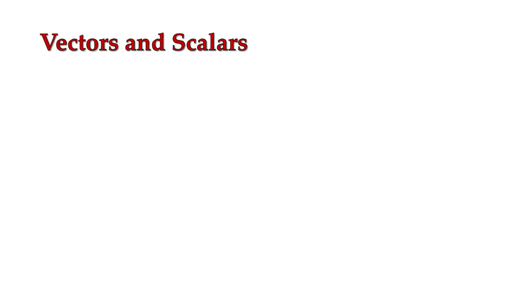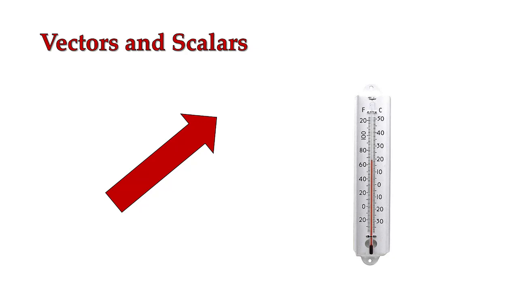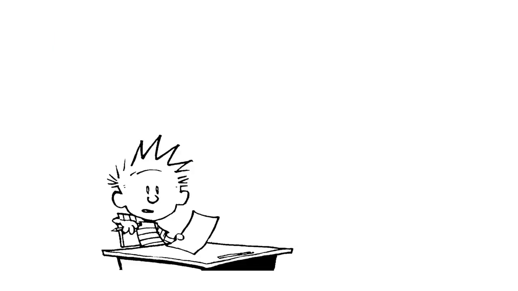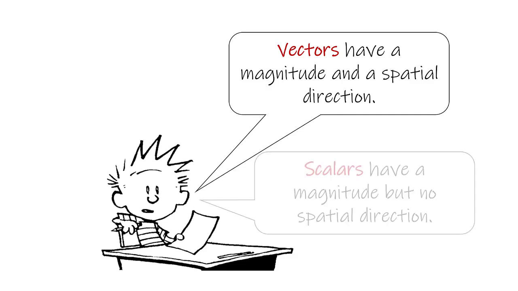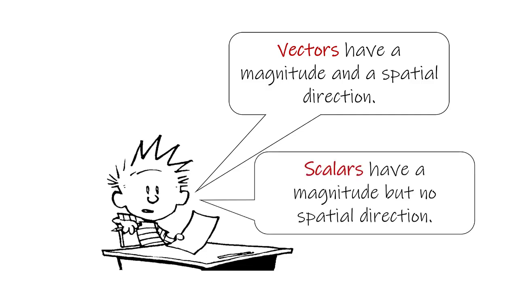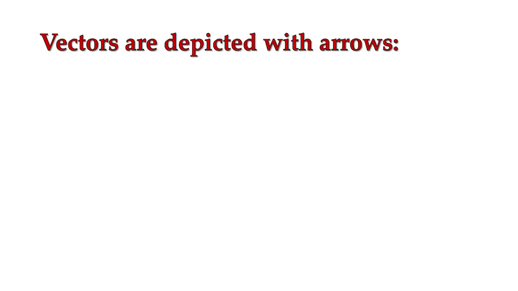Next, I'd like to briefly discuss the idea of a vector and a scalar. A vector is something that has both a magnitude as well as a direction, whereas a scalar has a magnitude but no spatial direction. So scalars are going to be things like mass or temperature. Vectors are going to be things like velocities and accelerations, and we'll discuss those more when we get into the course. So remember, vectors have both a magnitude as well as a spatial direction, whereas scalars have a magnitude but no spatial direction.